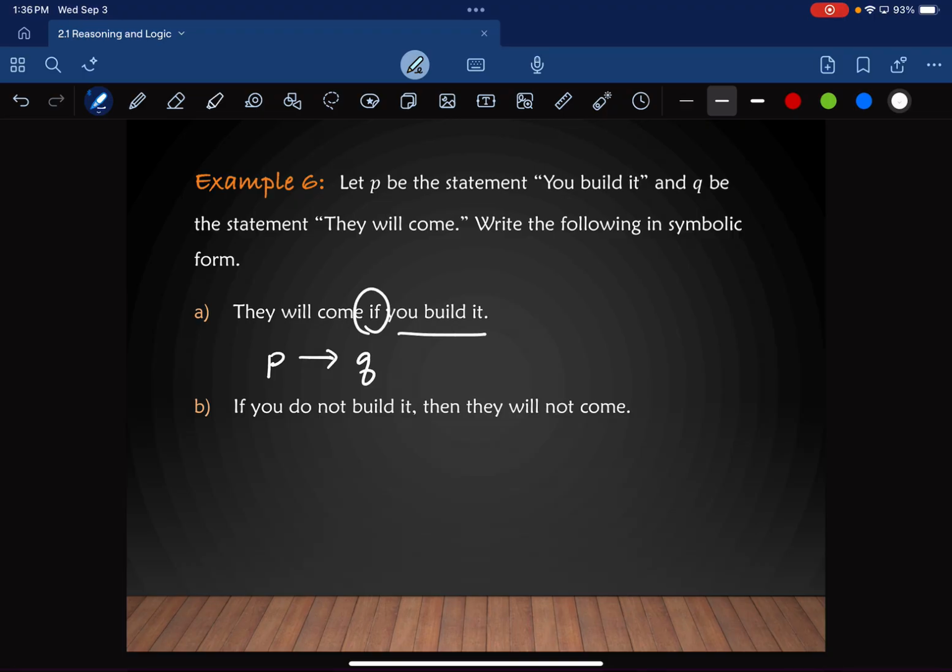Now the next one, the if's at the beginning, so we just start at the beginning. It says, if you do not build it. So what is if you do not build it going to be in terms of our symbols? Not P, which is the tilde. Tilde P. And then I have the then statement, right? Then comes next, so I've got my arrow. It says they will not come. That is tilde Q. Okay, so tilde P implies tilde Q on this one.